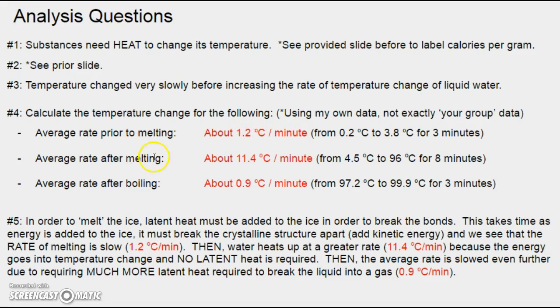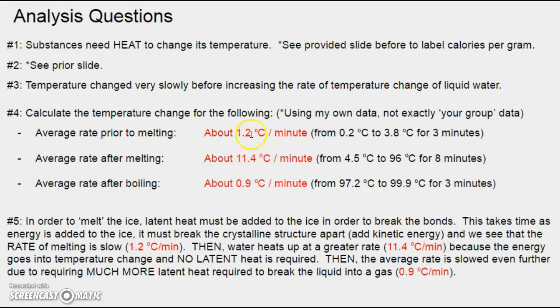But then after it was melted, it went from about 4.5 degrees to 96 degrees in 8 minutes. And I find that the average rate was about 11.4 degrees C per minute. Notice a much, much greater slope here. And therefore, the average rate after boiling was even slower yet. It went from 97.2 to about 99.9 degrees C in about 3 minutes.